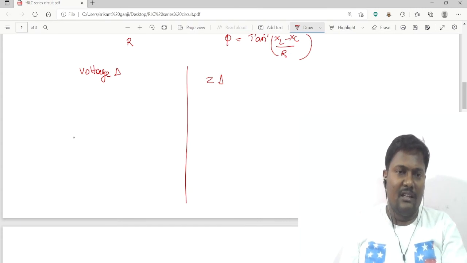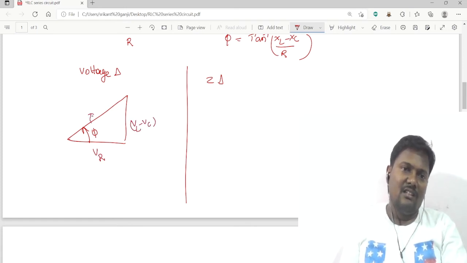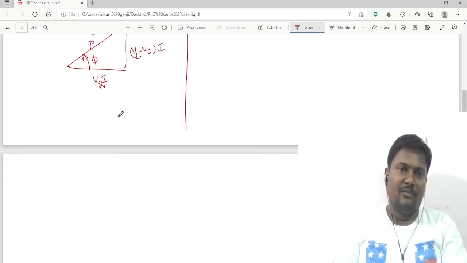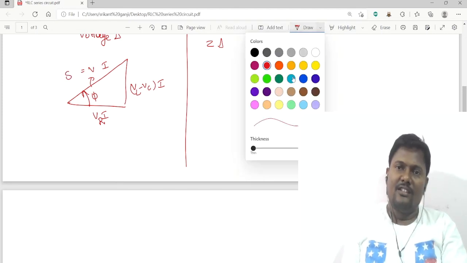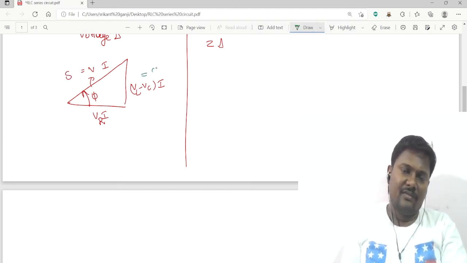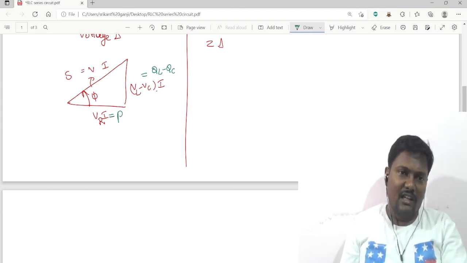If you multiply I to the voltage triangle, this is VR, VL minus VC, and this is V. Multiply I to the voltage triangle, then I am getting the power triangle. So this power is called the complex power, and this power is called the QL minus QC, where QL is equal to VL into I, QC is equal to VC into I, and this is the active power.